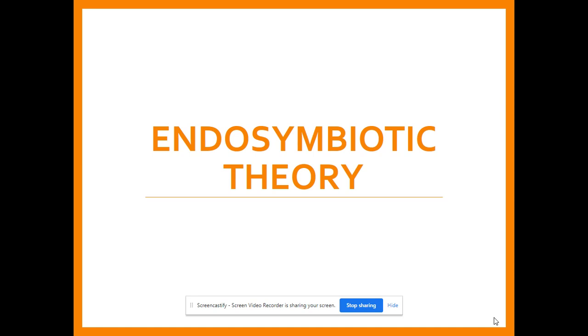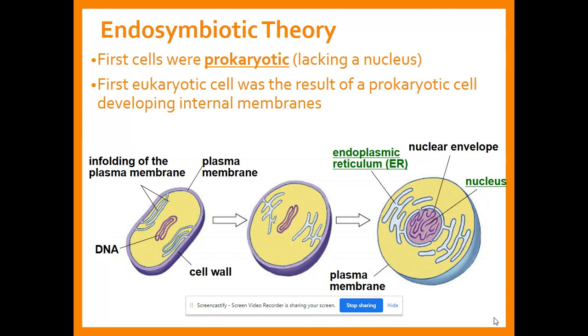We're going to finish our Part 5 evolution notes by going over the endosymbiotic theory and a couple check-in questions at the end. The endosymbiotic theory explains how the first eukaryotic cells arose. The first cells were prokaryotic, which, if you recall, are cells that are small and simple. They do not have a nucleus, and they do not have membrane-bound organelles. Meanwhile, our eukaryotic cells are larger, more complex, have a nucleus, and have membrane-bound organelles.